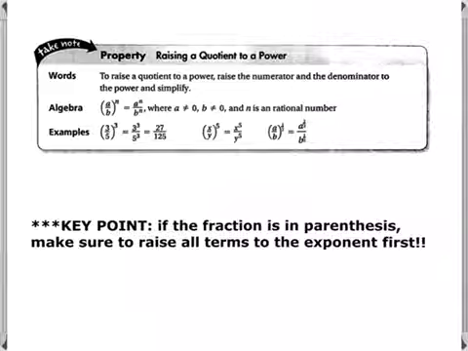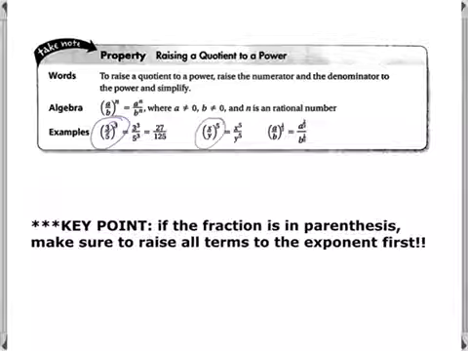Now we're talking about raising a quotient to a power. So this is just like the previous one where we raised a power to a power. We're going to be distributing the exponent outside the parentheses to the things inside the parentheses, including the denominator and the numerator. So let's look at the example here. 3 over 5, all raised to the 3rd power. Well, the exponent of 3 gets applied to the 3 and the 5, and then we can evaluate from there.